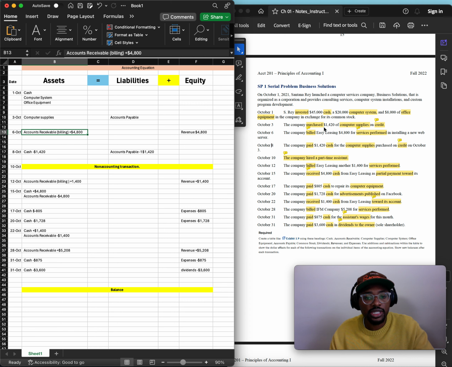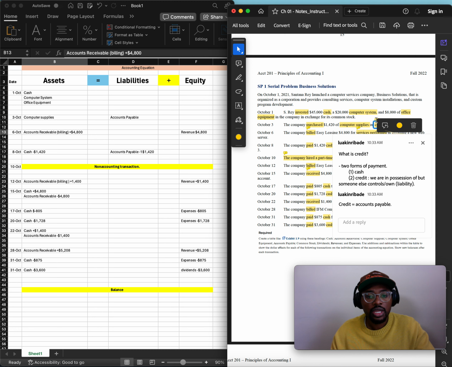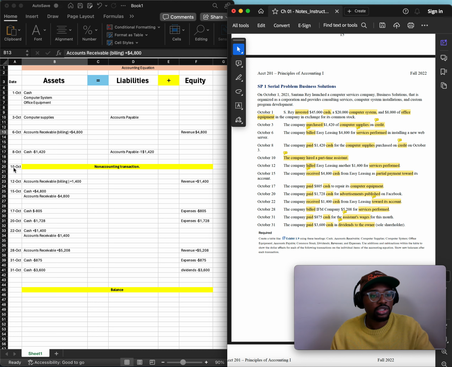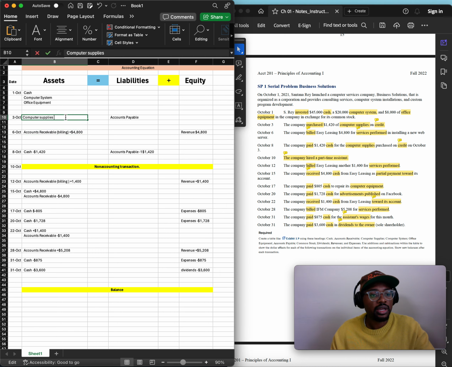October 3rd, we purchased 1,420 of computer supplies on credit. You see, remember there are two forms of payment. The first form of payment is cash or credit. So we're doing credit here. So, okay, what's happening? Computer supplies is going to go up by 1,420. It's going to go up because we're gaining computer supplies.